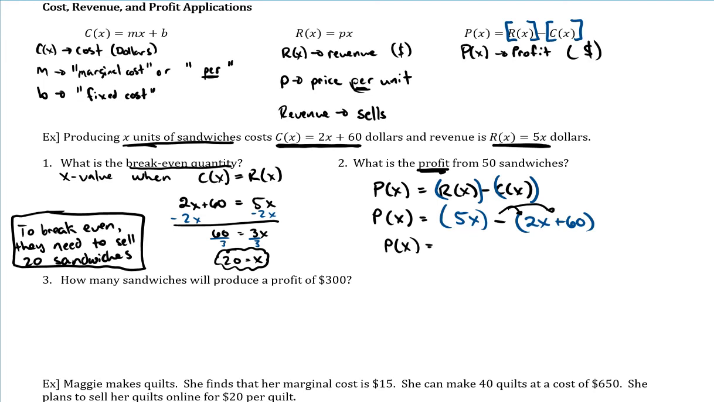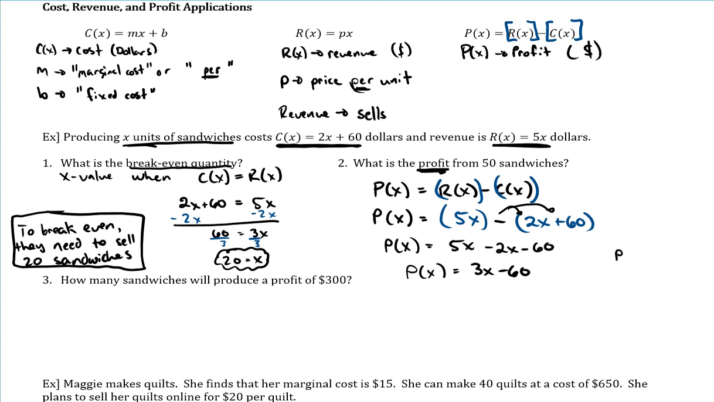So we have P of X equals. Now the 5X no longer needs the parentheses. It is positive in the front anyway. But as we distribute the negative, we would have minus 2X minus 60. And then from here, we can combine 5X minus 2X to get 3X minus 60. Okay, so there is our profit function.